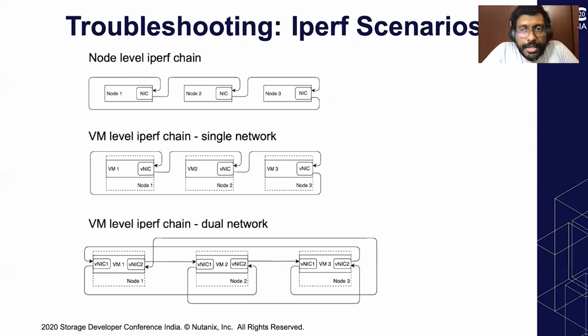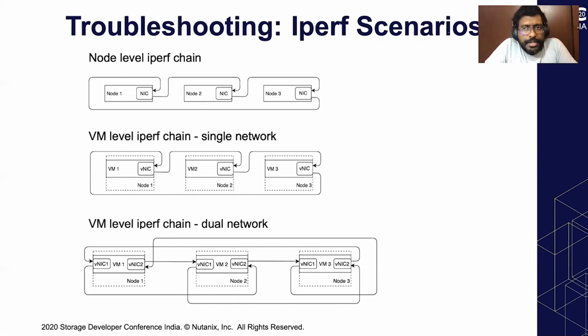So now let's move to the Iperf scenarios implemented in the network debugging tool we developed. A couple of them. Let's start with the node level Iperf chain. Here we'll have Iperf connections between the hypervisor nodes. The connections will be in a chain, and the intention of this scenario is basically to identify the maximum physical network bandwidth available up to the top of the rack switch.